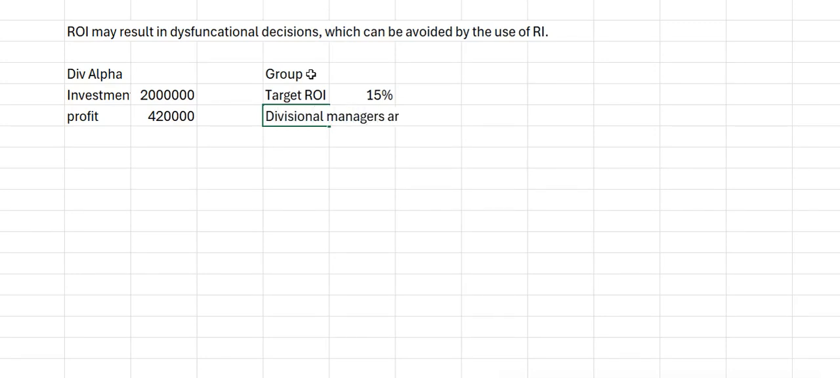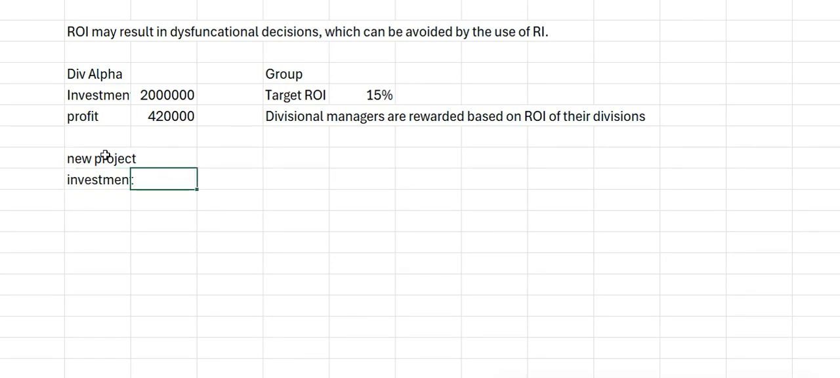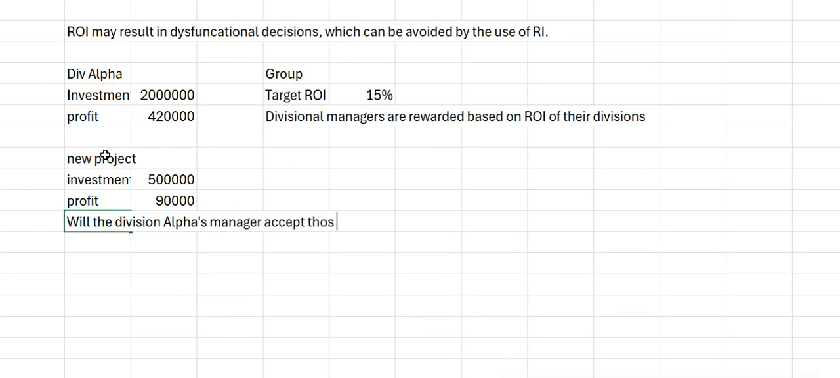Divisional managers are rewarded based on ROI of their divisions, which means if they have a high ROI, they get high return, high bonus, high incentives. This division Alpha is considering a new project which requires an investment of $500,000, and it will give an annual profit of $90,000. Question is, will the division Alpha manager accept this project?